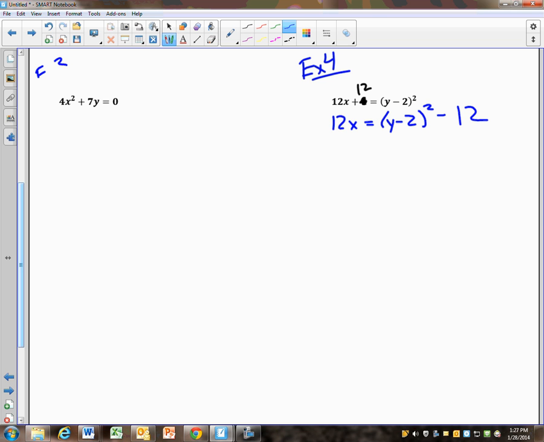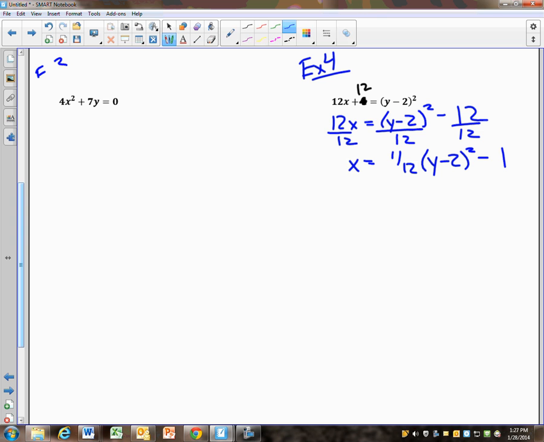Now divide off your 12. Divide everything by 12. x is equal to 1/12 times the quantity y minus 2 squared minus 1. Now you see why I changed it to 12, don't you? When I was making the problem up in my head, I wanted the vertex to be a certain number, but forgot about dividing by 12.